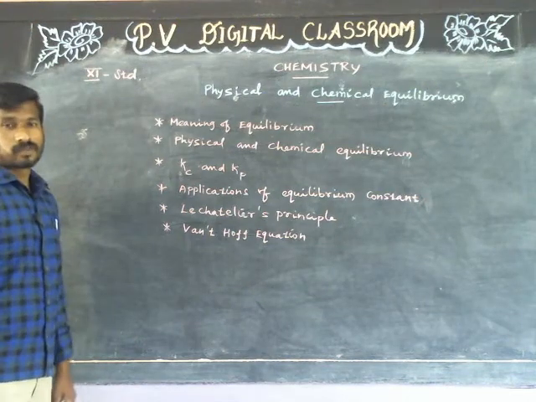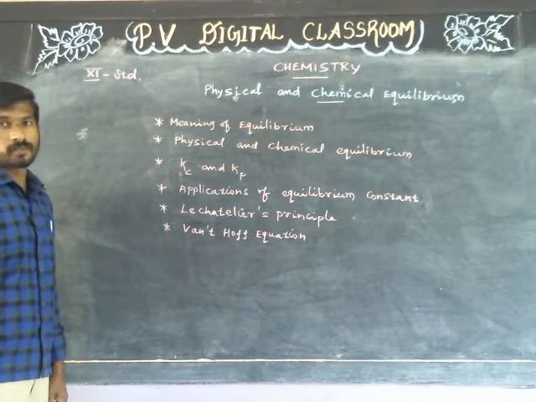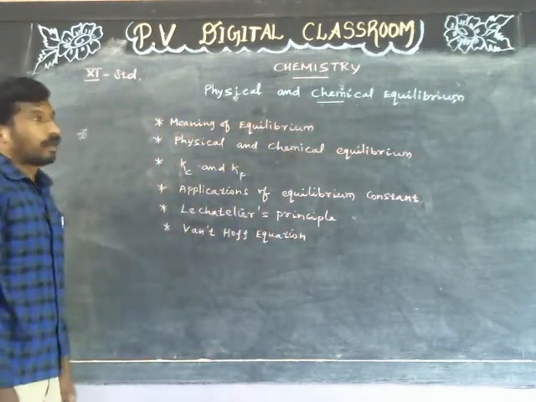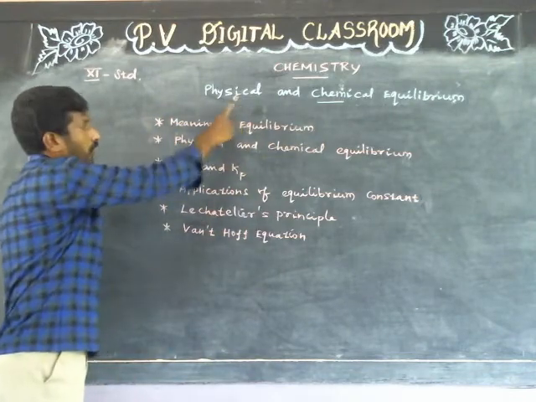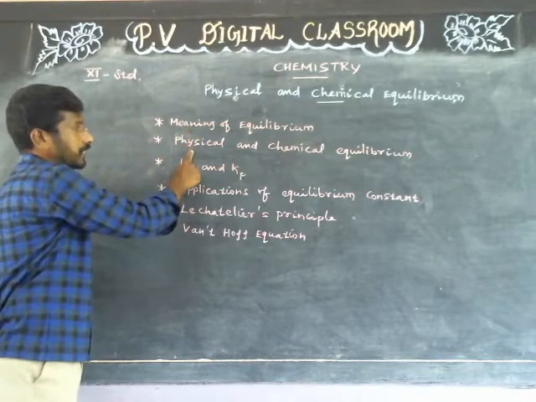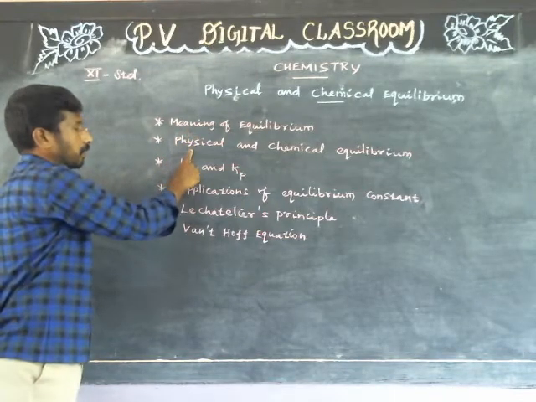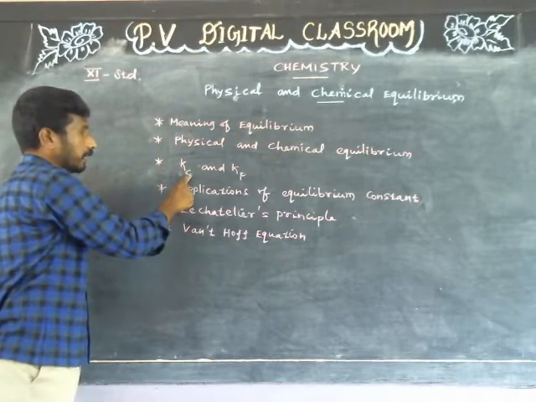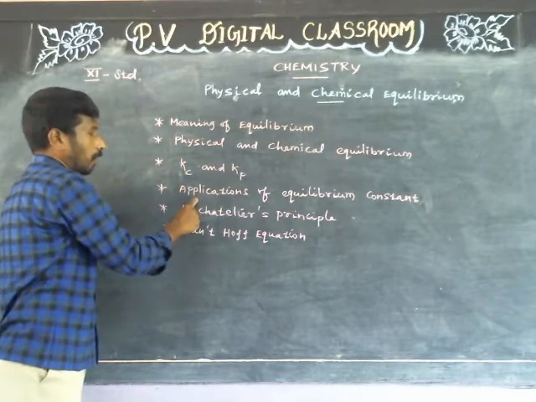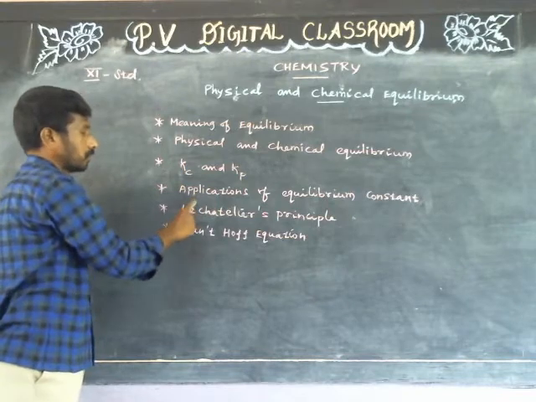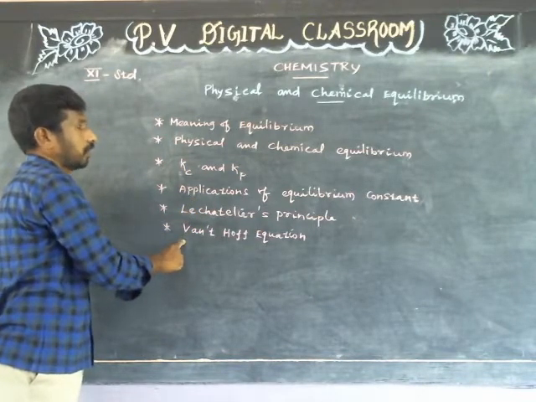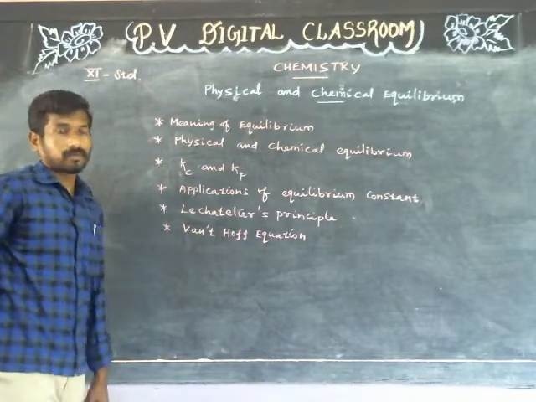Good morning students. Today we are going to discuss physical and chemical equilibrium. In this unit we are going to learn about the meaning of equilibrium, physical and chemical equilibrium, equilibrium constant in terms of active mass and partial pressure, applications of equilibrium constant, Le-Chatelier principle and Van't Hoff equation. Let us see them one by one.